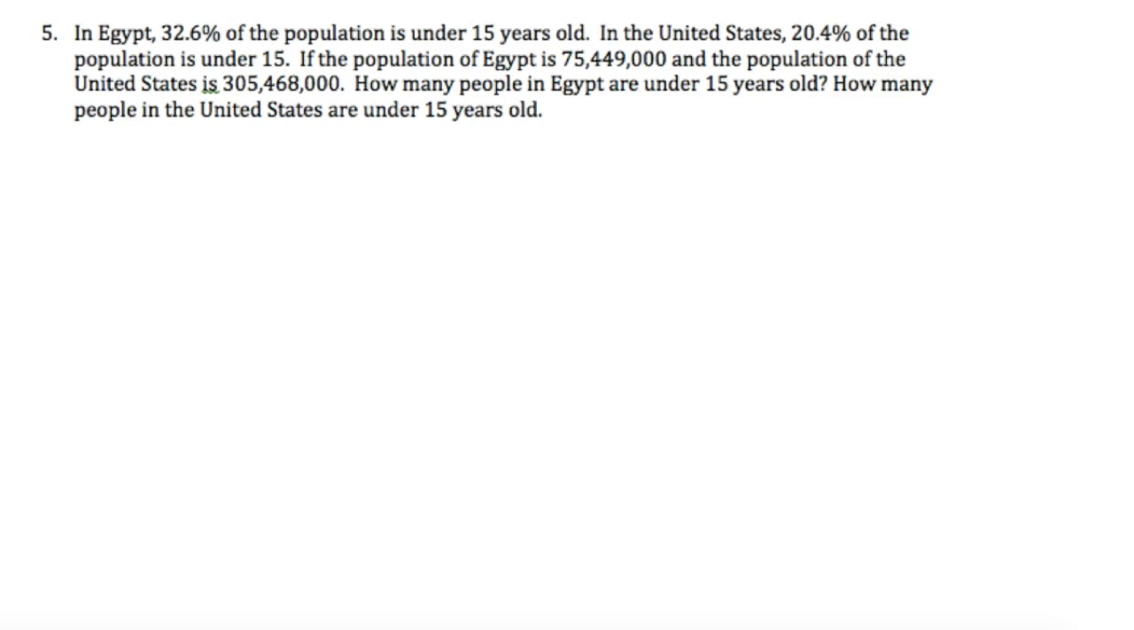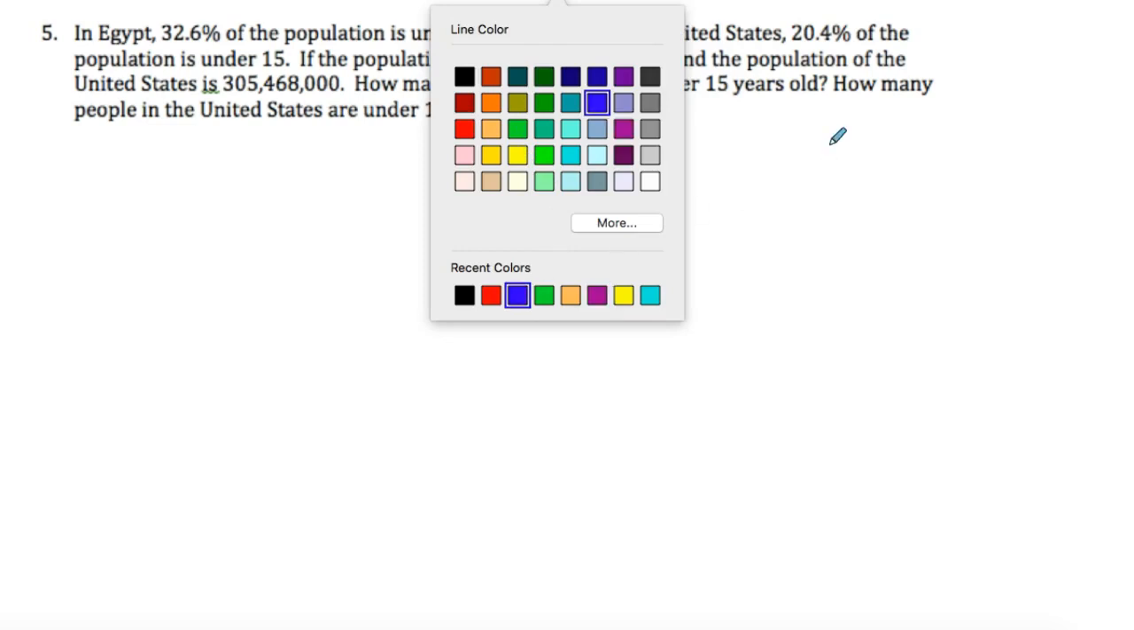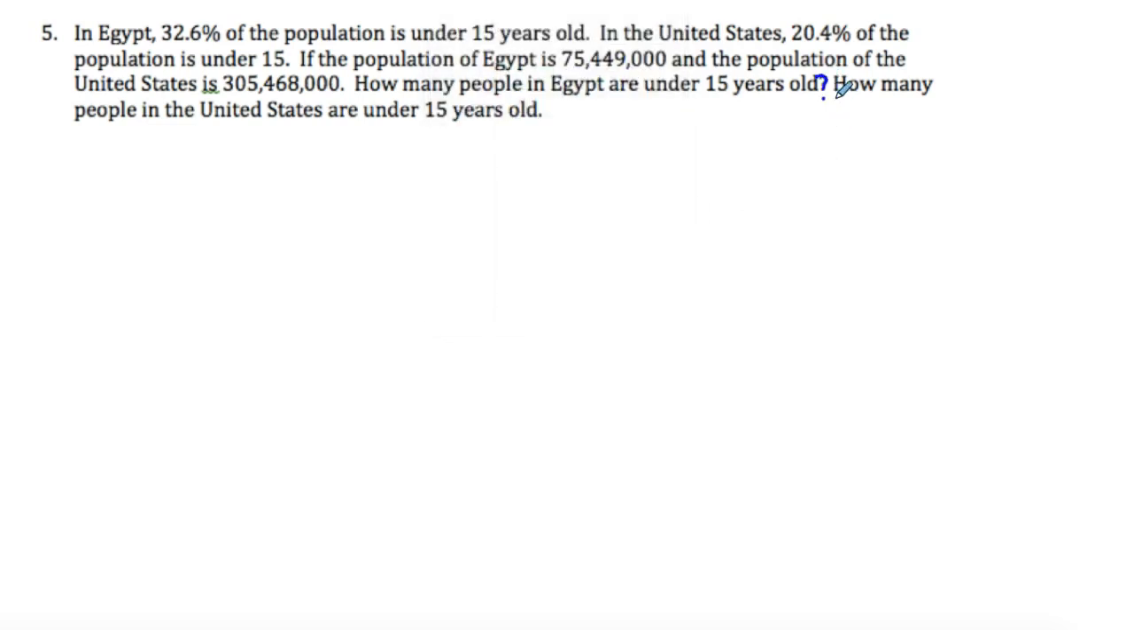Okay, this one's a little bit longer, so we've got to pay extra close attention to our steps. The first thing we do is we look for our question. Here's my question mark. It says, how many people in Egypt are under 15? So I want to know people under 15. Because it didn't say what percent, I must have been given a percent.